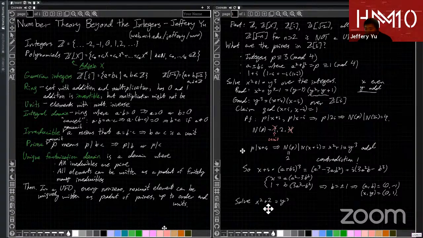Let's see, if people are still here, okay, I guess one last thing that's kind of important to show for any algebraic number theory talk is when unique factorization fails.